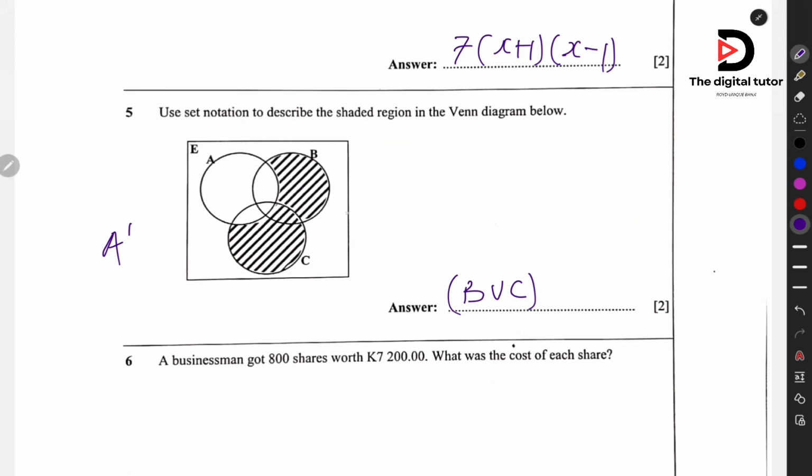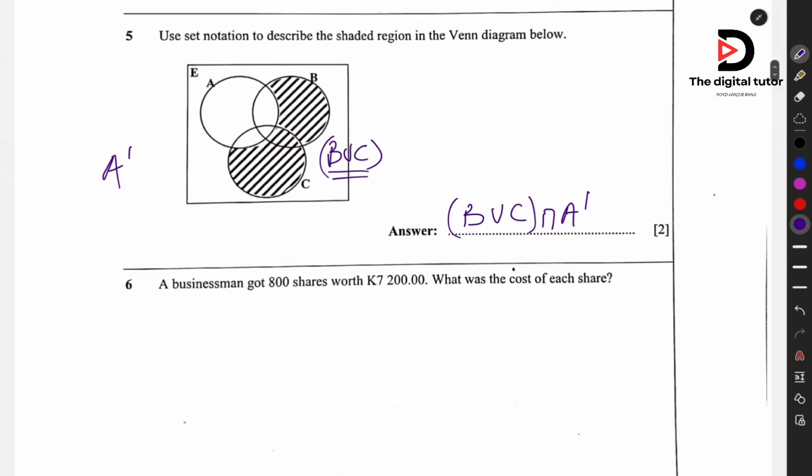Now, what is the relationship between B union C and A complement? Since these are shaded, A complement is everything that is outside A, and of course B union C is outside A, and therefore we intersect them. So we're going to put B union C intersection A complement. So that is the description of the shaded region here, or that is how we describe a set. Okay.